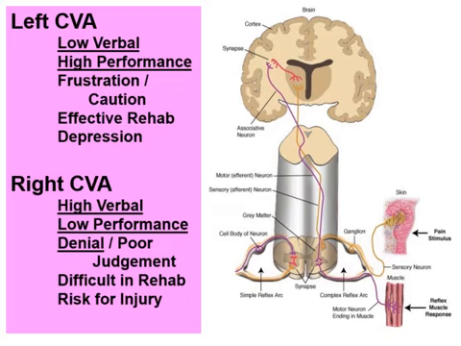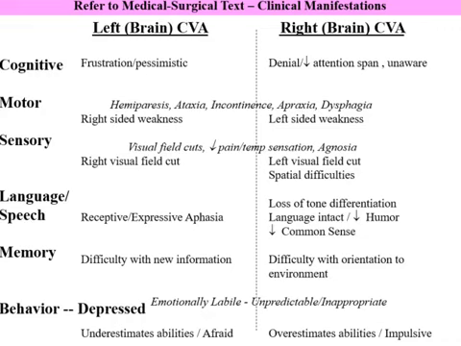So, left CVAs have low verbal, high performance, with frustration, but effective rehab, and they're depressed. Our right CVAs have high verbal, low performance. They have more issues with their body, poor judgment, and they're a high risk for injury. Again, just another chart. If you're a visual person, sometimes it's nice to graph them together so that you can figure it out in your brain.